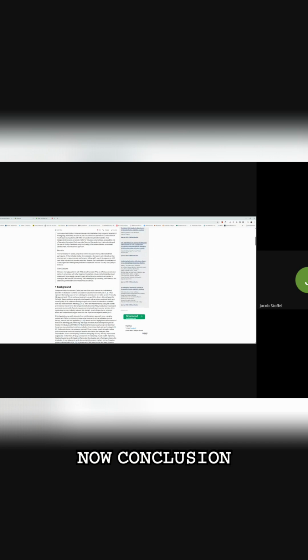All the studies included demonstrated a decrease in pain intensity and improvement in the neuromuscular performance following resistance training, even if the superiority of resistance training over other interventions remains uncertain. Now, conclusion. Clinicians managing patients with TMD should consider resistance training as an effective conservative option in conjunction with other treatment modalities.